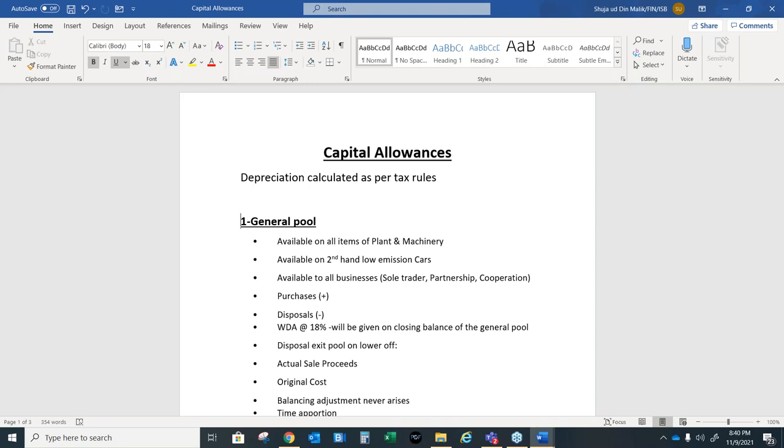But the depreciation expense is a legitimate expense for all sole traders and corporations. So you cannot simply say that the depreciation expense is not allowed and we are not going to entertain any depreciation. Here HMRC proposed the alternative to depreciation as capital allowances. So the capital allowances are the depreciation calculated as per the tax rules.